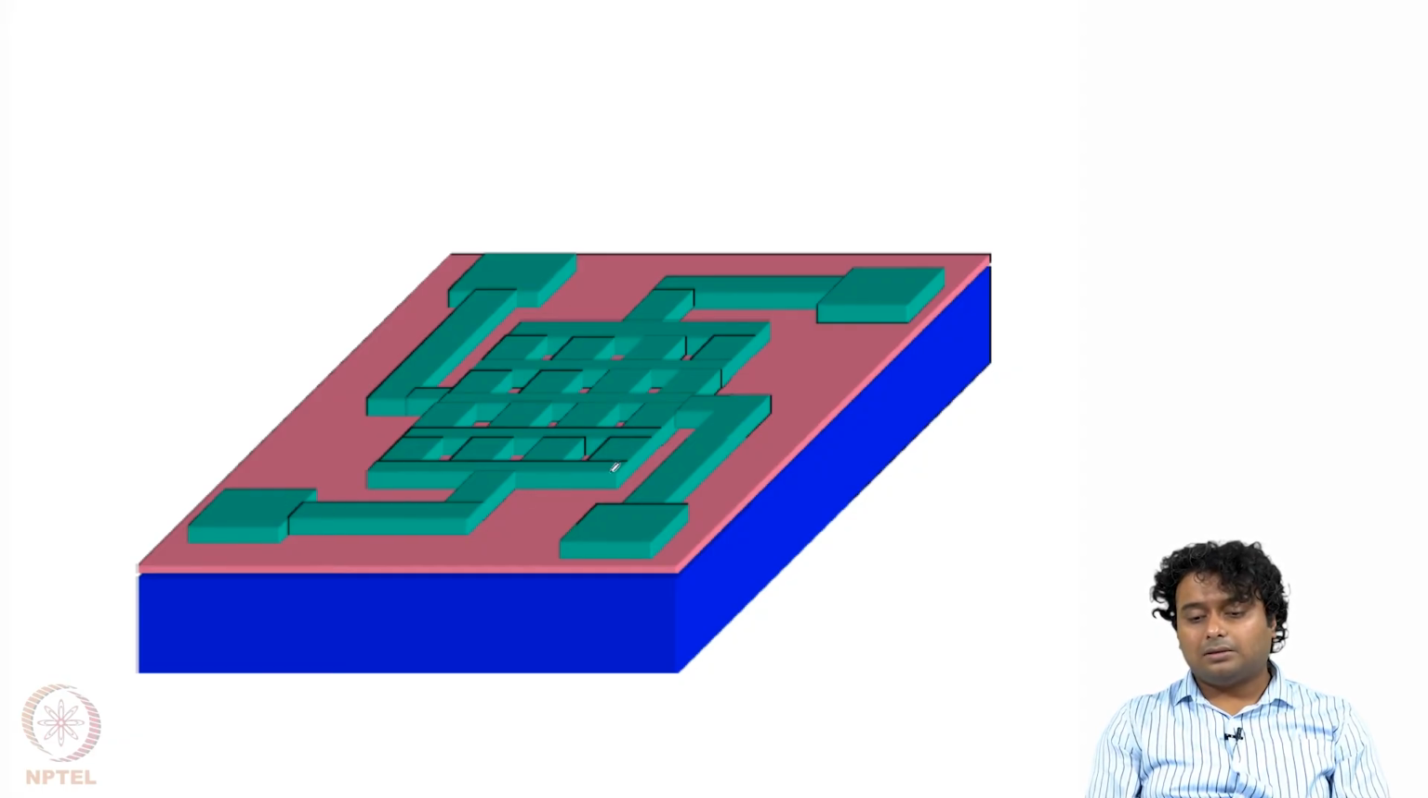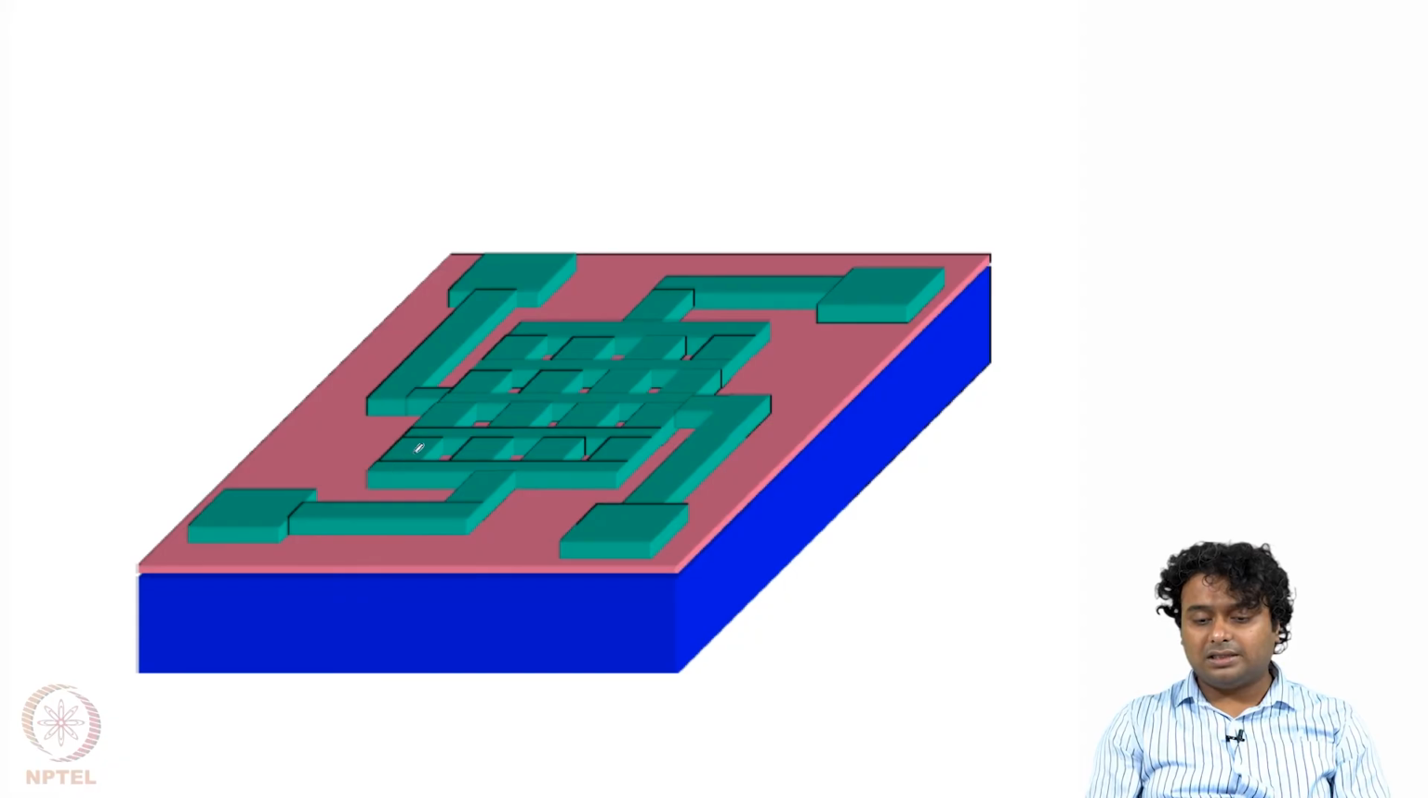Actually the proof mass is also much bigger, but there are holes through the proof mass. These holes are kept for that purpose, so that the BHF solution can go in and etch all the SiO2 below it. So through these holes, HF solution can go in and etch away this material.